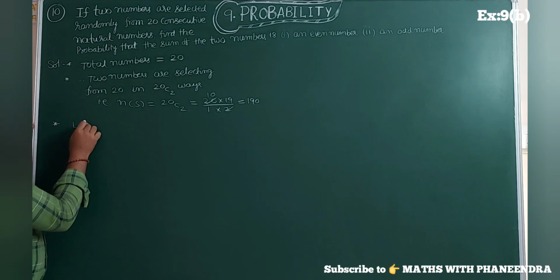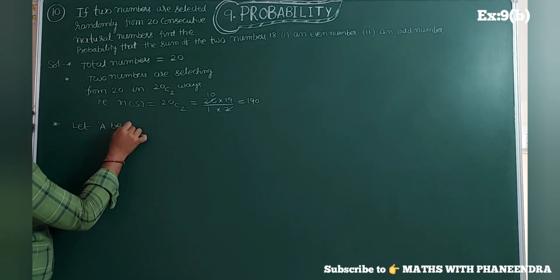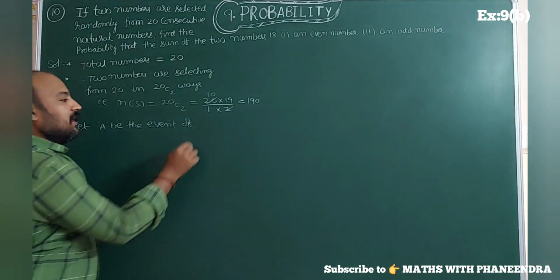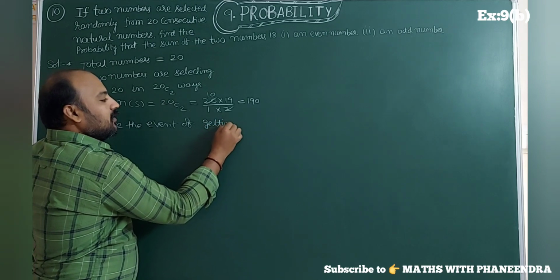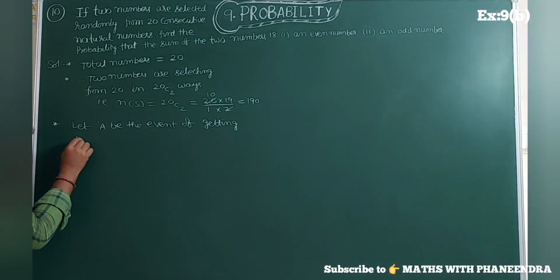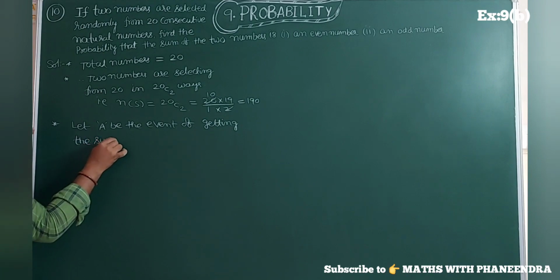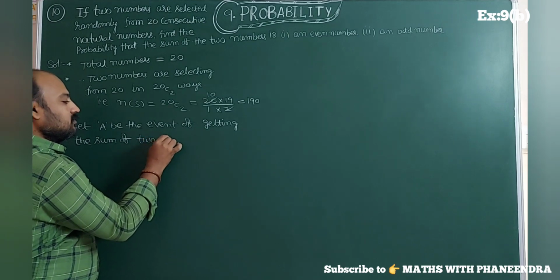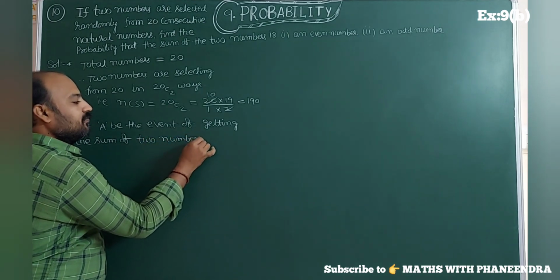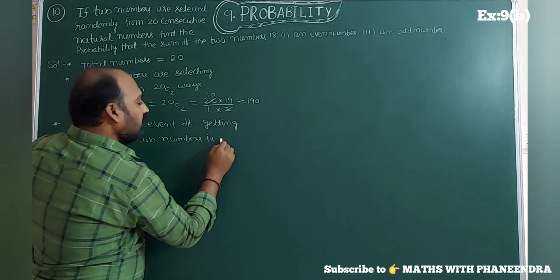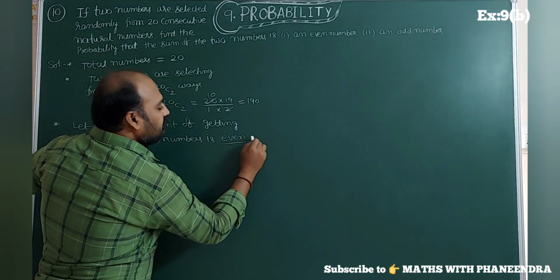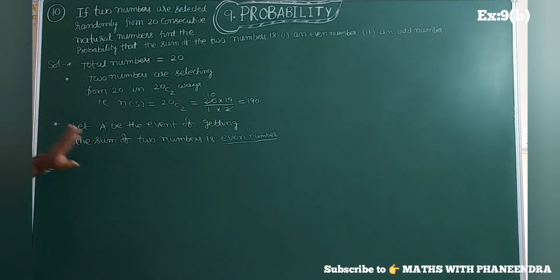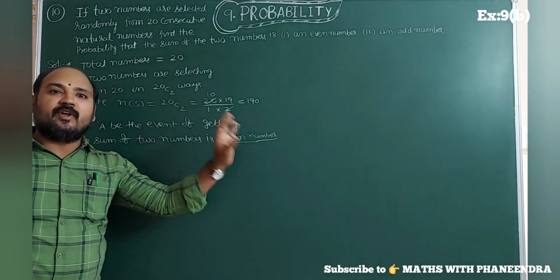So let A be the event of getting the sum of two numbers is an even number. So the sum of two numbers is an even number.